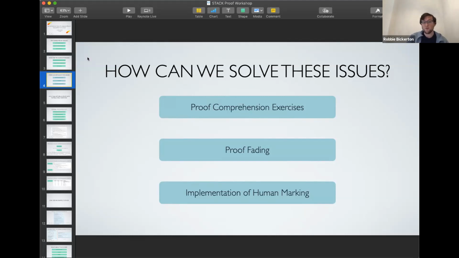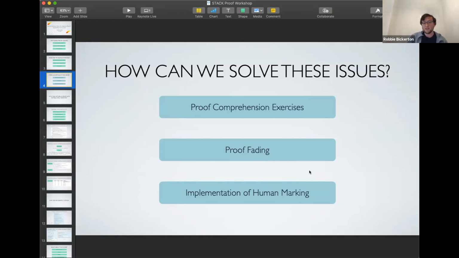But there are also a couple of other things that we can do. So I mentioned proof fading here. George talked about faded worked examples in his talk. We can do something similar for proofs. So for example, we could provide the structure of an induction proof, but then leave the lines of calculation blank for the student to provide. We can then automatically assess the calculations that the students are doing.